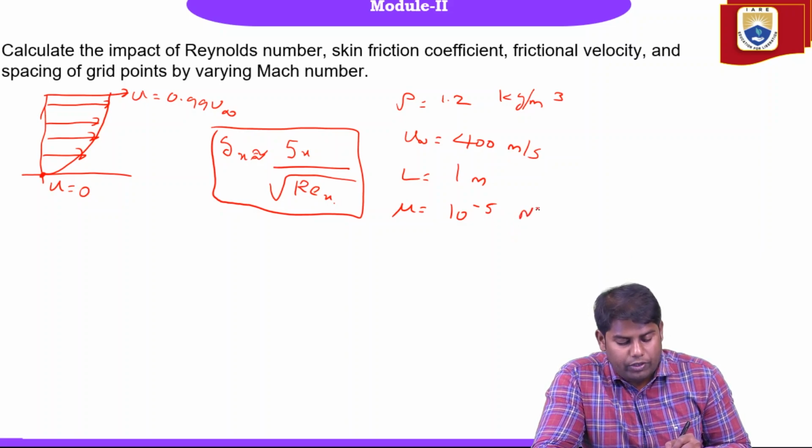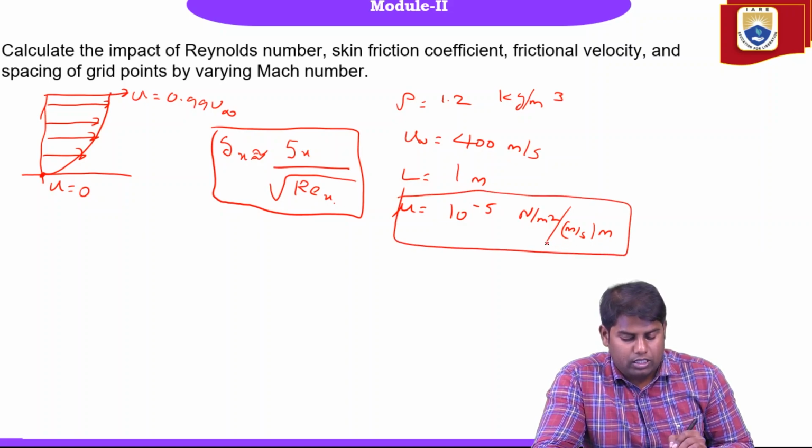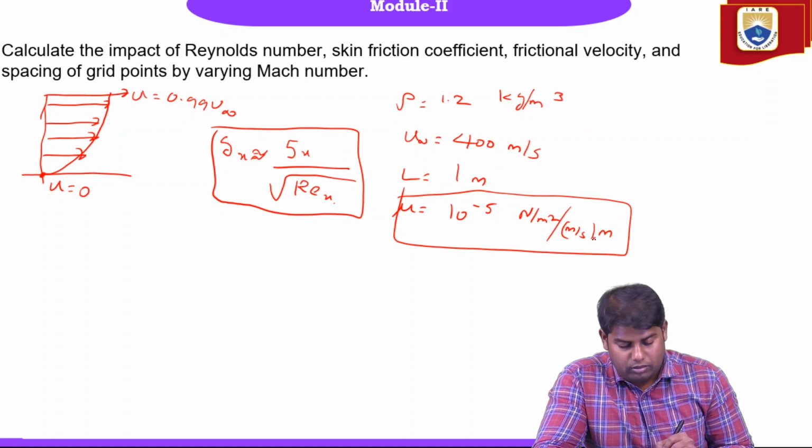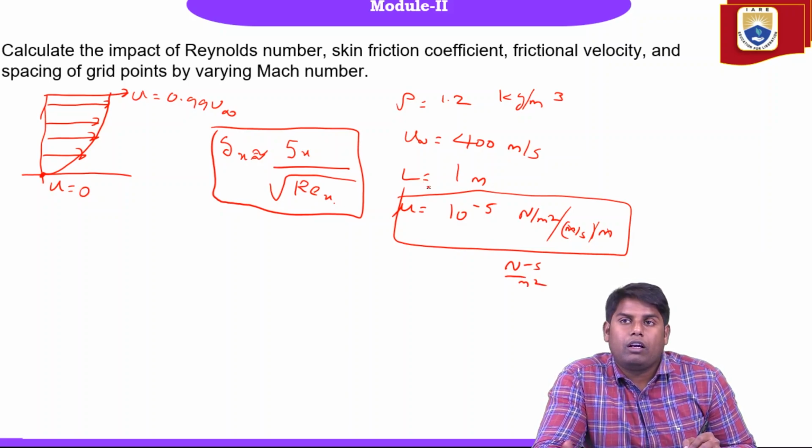So we have Newton per meter square divided by meter per second by meter. These units you can take, which happens to be Newton second per meter square. So this is for the units of mu.